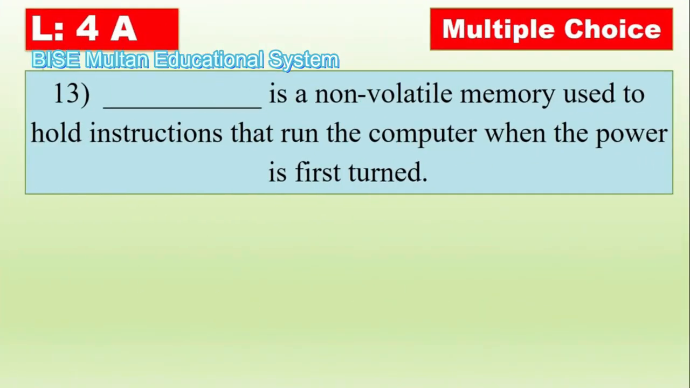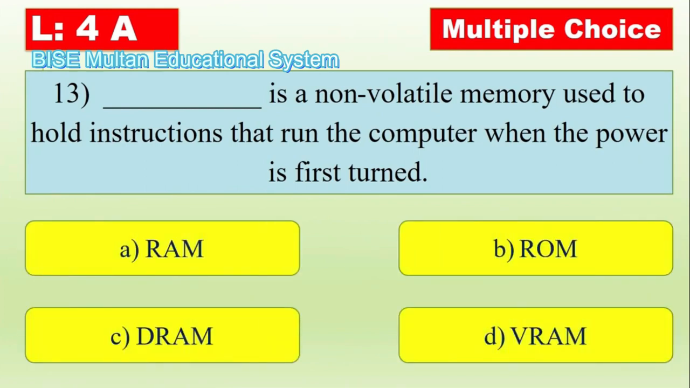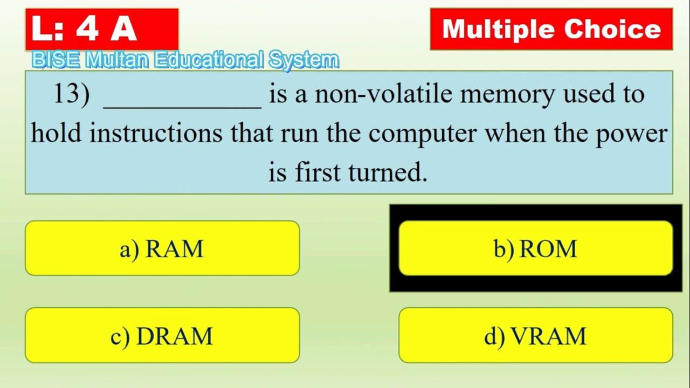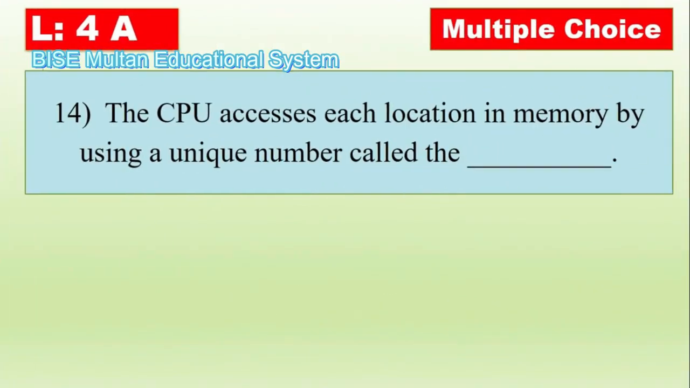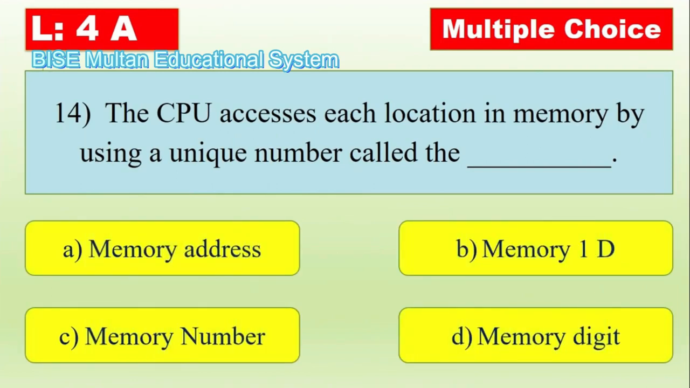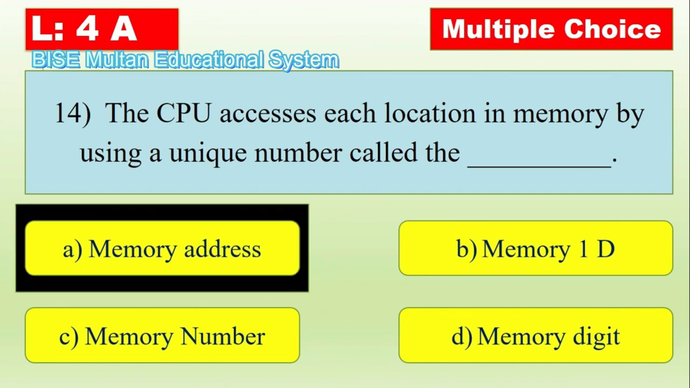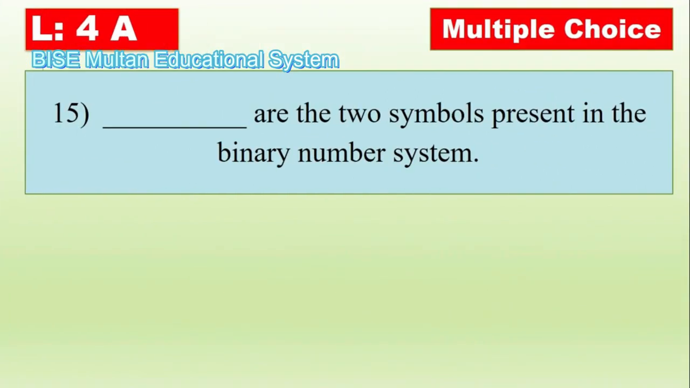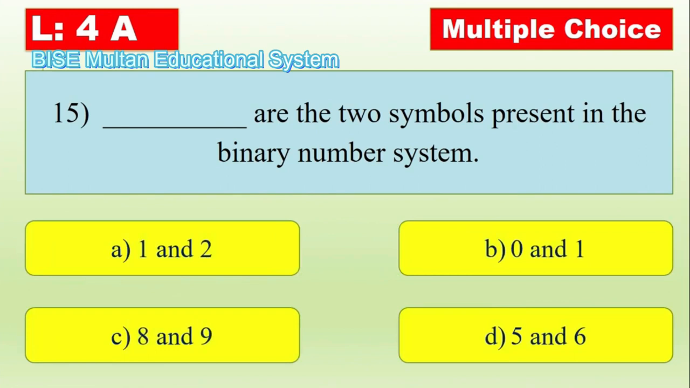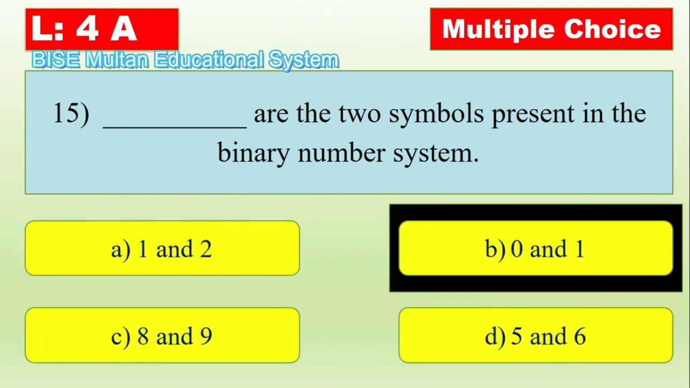Question number 13: Dash is non-volatile memory used to hold instructions that run the computer when the power is first turned on. The answer is ROM. Question number 14: The CPU accesses each location in memory by using a unique number called the dash. The answer is memory address. Question number 15: Dash are the two symbols present in the binary number system. The answer is 0 and 1.